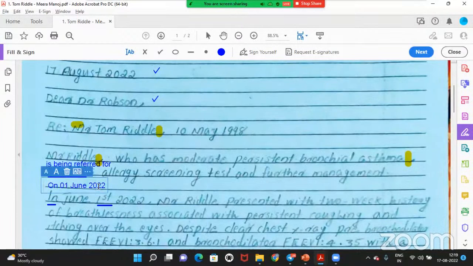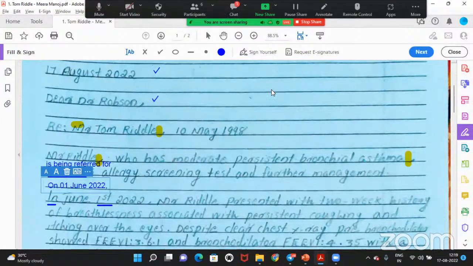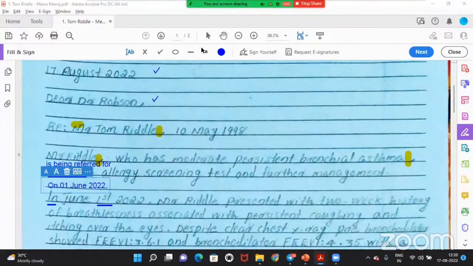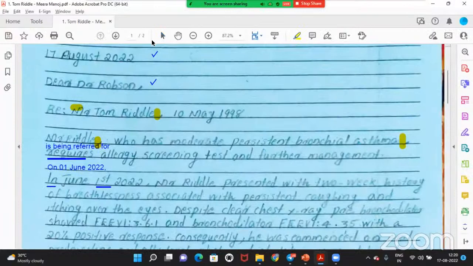Comma, on 1 June 2022. You missed the comma. Again, the problem with the comma. You have a big problem with commas. You're leaving a space. And you should remember that all the numbers should be the same height. 0 also should be the same height. Why is 0 smaller than 2? And there is no need to write ST.